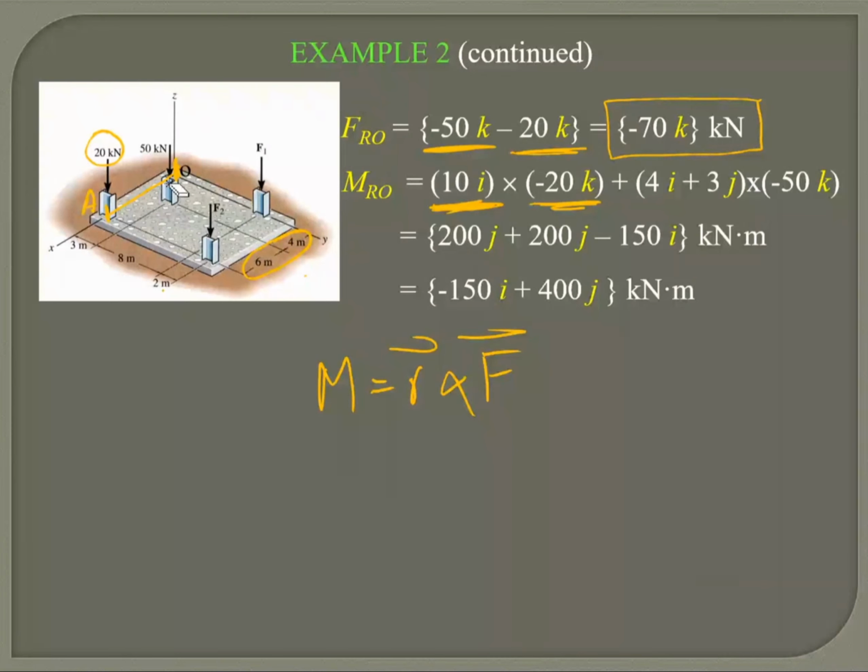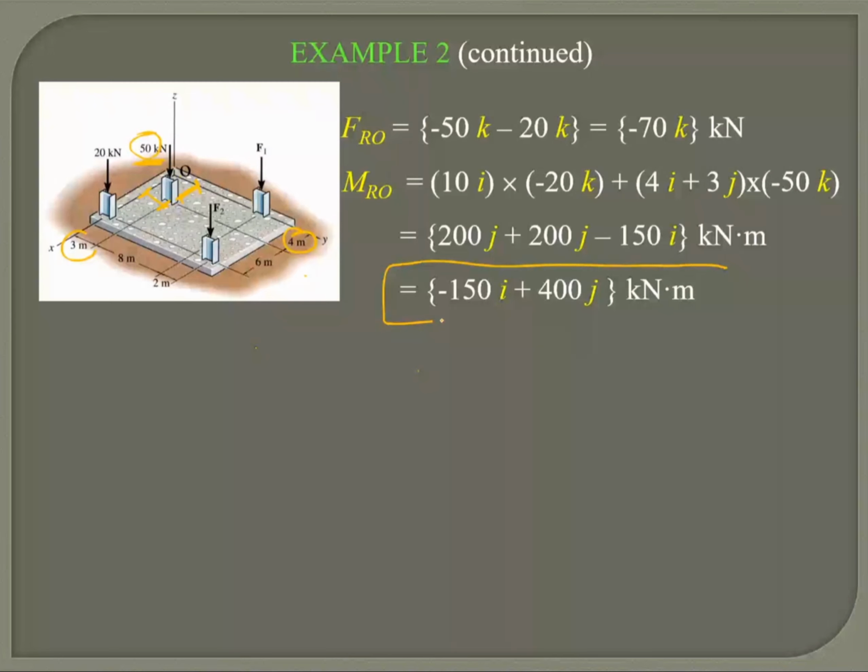Similarly, if I then look at the 50 kN force, my X distance is 4 and my Y distance is 3. My X distance is in the positive, so that will be 4I. My Y distance is also in the positive, so that's 3J. My force is acting downward, so that is minus 50K. I am using this, okay? So the sum of all these gives me the resultant moment, which is this. So I've got my resultant force and resultant moment.